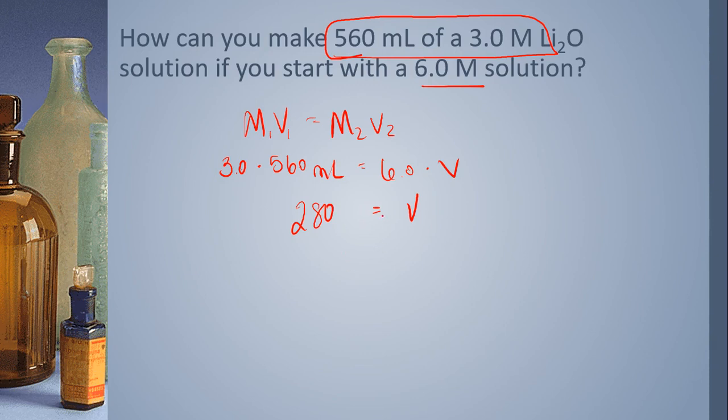So this is in milliliters. Because this is in milliliters, then this will be in milliliters. What this means is we need to put 280 milliliters of 6 molar solution into a container and then water it down until it reaches the 560 milliliter mark. So if you're asked something like this, just understand not only how to do the calculation, but the concept of how much water to add.